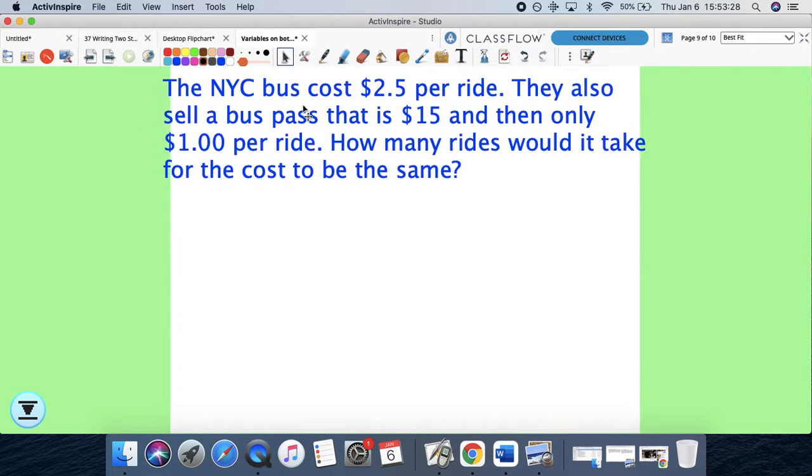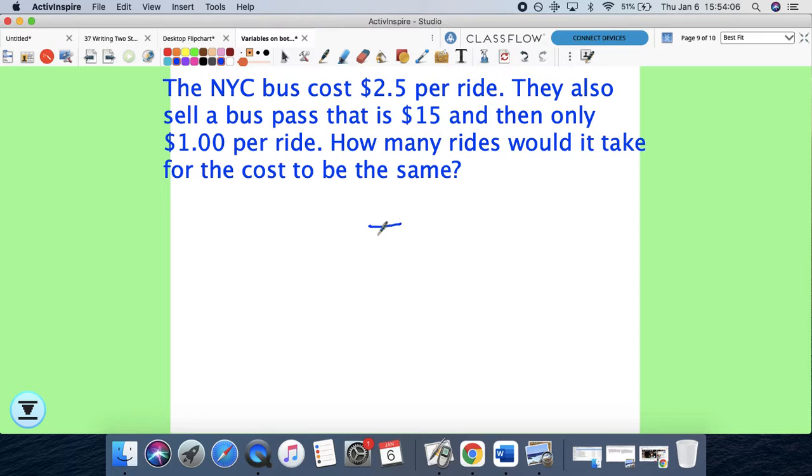Again, another question. We have a bus. The New York City bus is $2.50 per ride. So if you're someone like me who doesn't take the bus that often at all, I would just choose to pay $2.50 per ride. But those of you who take the bus all the time, you might get a bus pass where you pay $15 up front. Then after that, every ride you take is $1 per ride. In the long run, that's probably going to be cheaper for you. Okay, but at how many bus rides will you and I have spent the same amount of money?